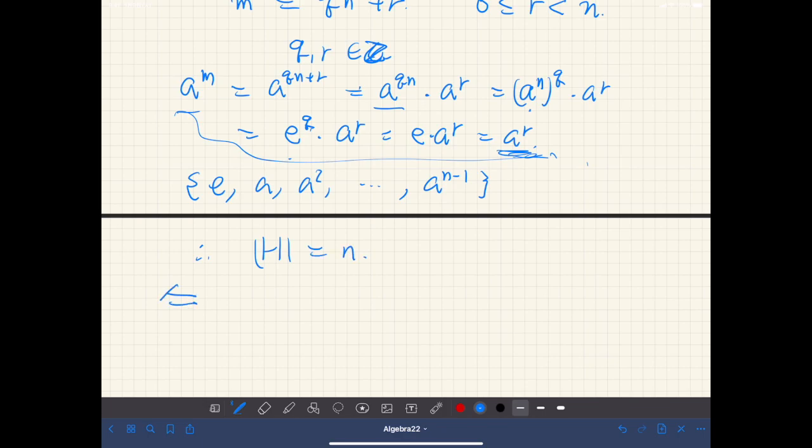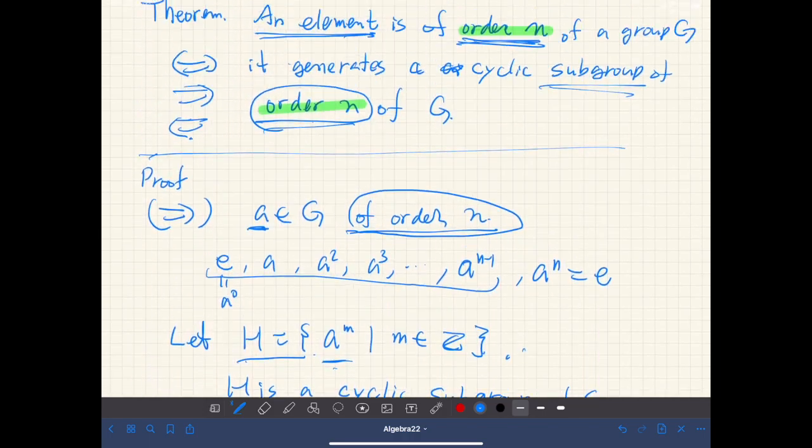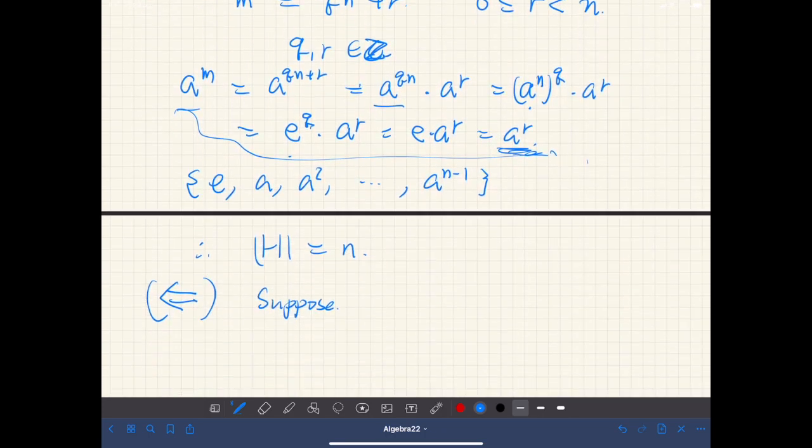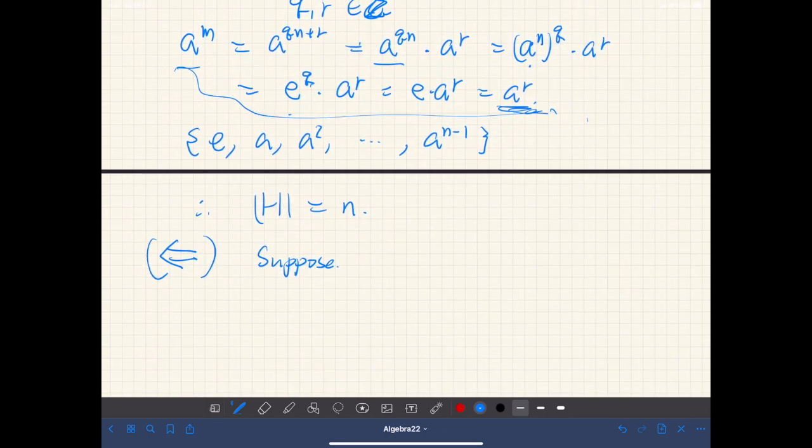Next, we need to show the converse, so the if part. So to show this, suppose, so its converse is, it generates a cyclic subgroup of order n. Okay, so suppose H is a cyclic subgroup of G.